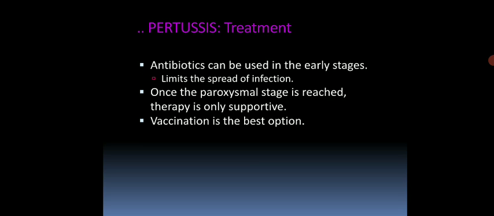In case of treatment, antibiotics can be used in the early stages, and they limit the spread of infection. Once the paroxysmal stage is reached, the therapy is only supportive, but vaccination is the best option to prevent pertussis.